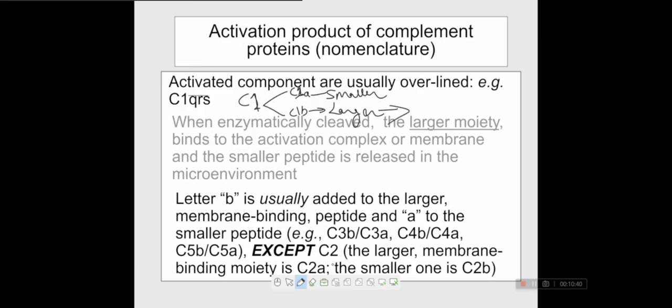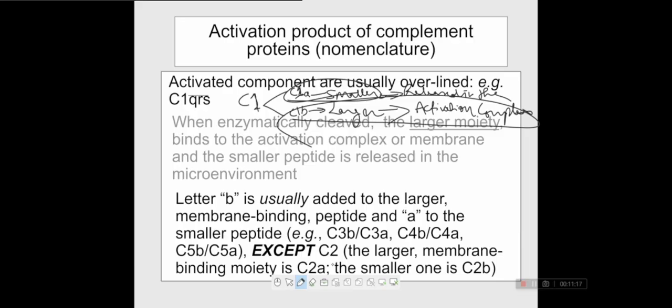The larger fragment binds to the activation complex, whereas the smaller fragment is released in the microenvironment. This means there is no use for the smaller fragment, and it is the larger fragment that is used. Remember this: A is the smaller fragment and B is the larger fragment.